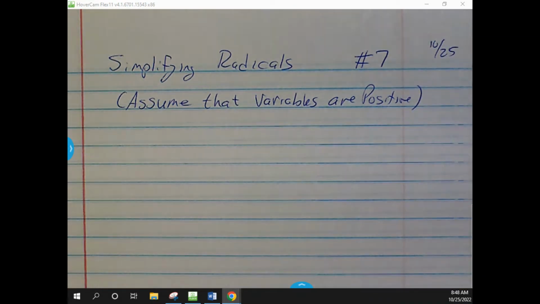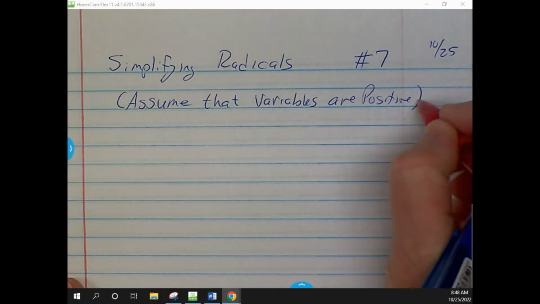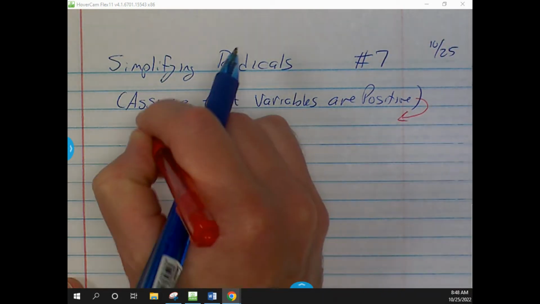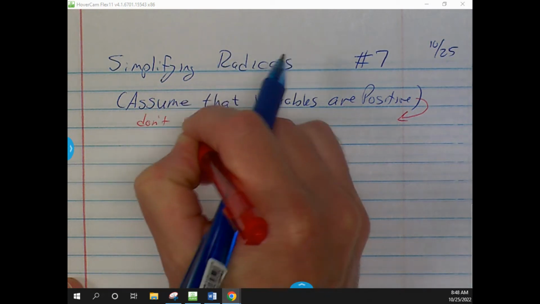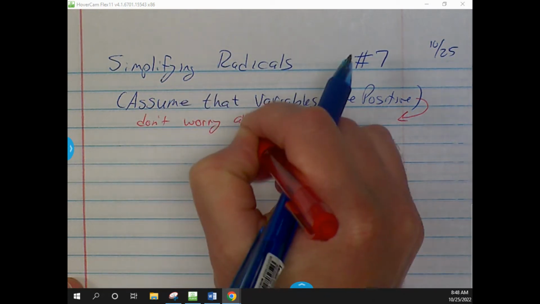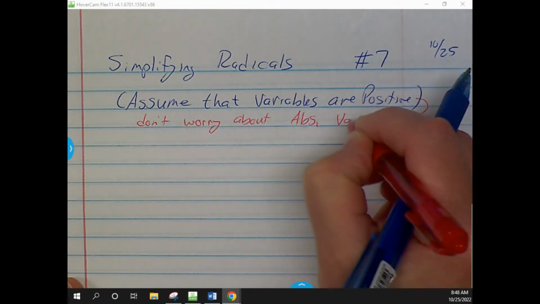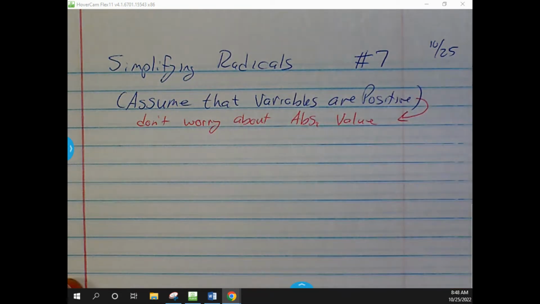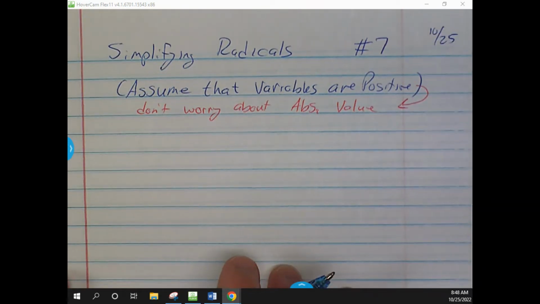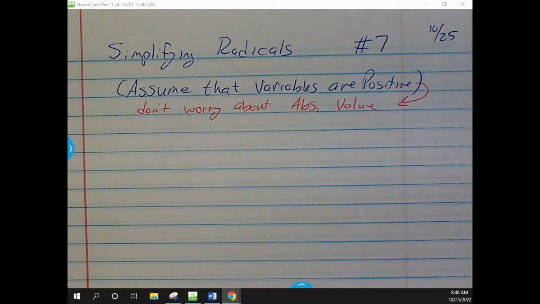Okay, so we're going to do simplifying similar to what we did yesterday. The big thing is today we're going to assume that variables are positive, and that means if they're positive, we don't have to worry about absolute value. So those restrictions are off. You do not have to worry about putting absolute value on anything because we're going to assume that everything is positive. So that's just a little bit of help to get us through this one so that there are less things we have to worry about when we focus on what we want to do.